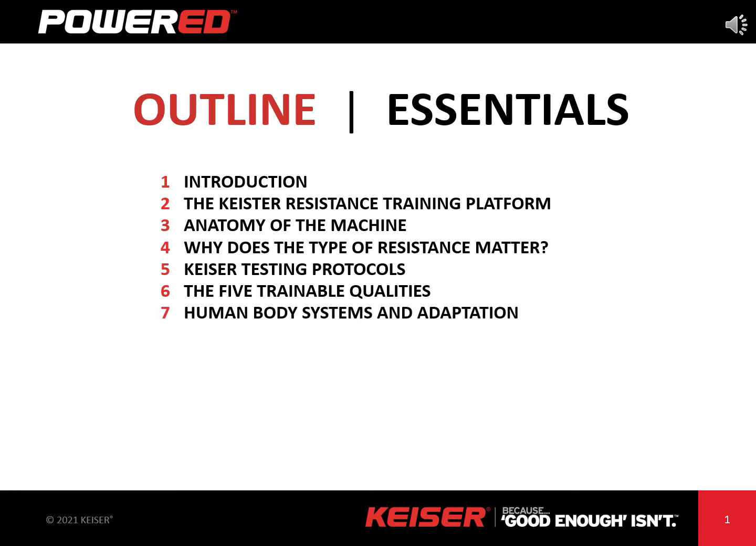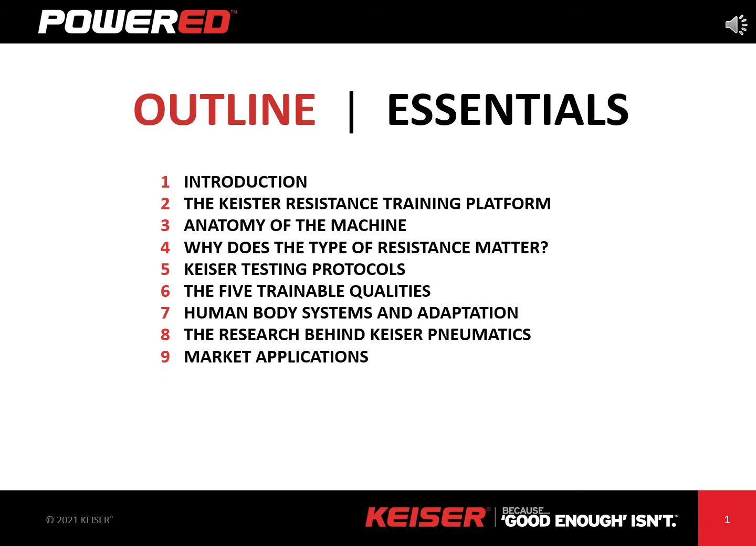In the 7th part, we'll move on to the human body systems and adaptations. We'll cover the muscular, nervous, skeletal, and energy systems. Moving on to the 8th part of the Essentials presentation, we'll cover the research behind Kaiser Pneumatics. This will cover both acute and chronic adaptation comparisons, and then we'll discuss why this is important in the world of human performance.